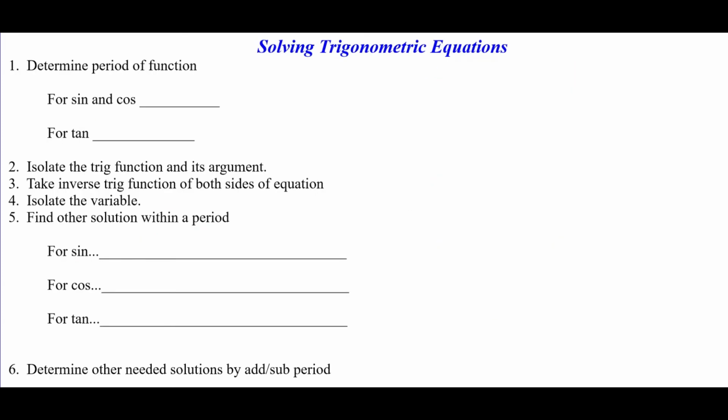So if we just generalize the process here, the first thing you want to do when you're solving a trig equation is find the period of the function. So remember, for sine and cosine, that's 2 pi divided by the absolute value of b, and pi divided by absolute value of b for tangent. And for both of these, b is the coefficient of x. The next thing you want to do is make sure that you isolate the trig function and its argument, so get the sine, cosine, or tangent by itself. So sine, cosine, tangent equals, and then your constant should be on the other side.